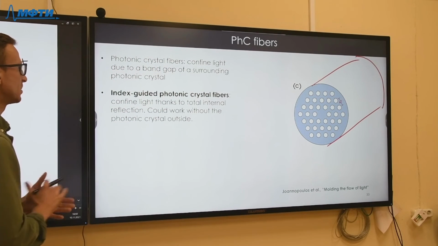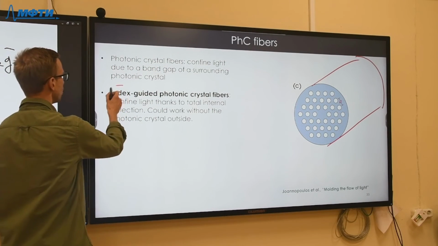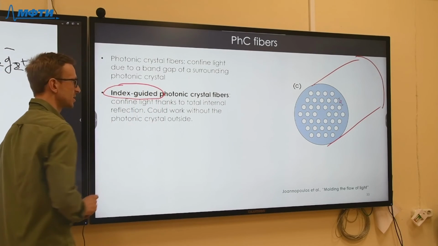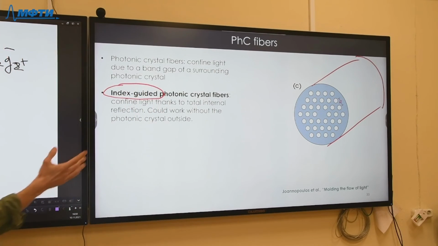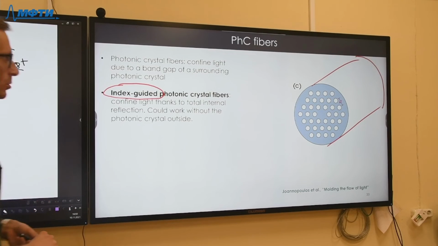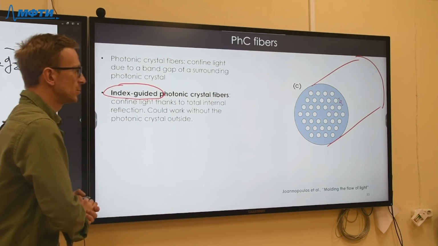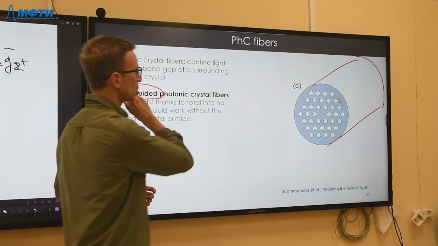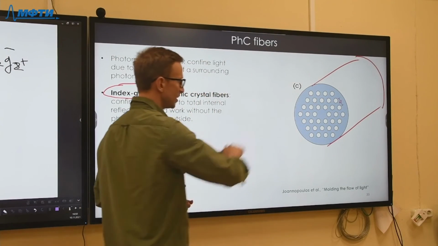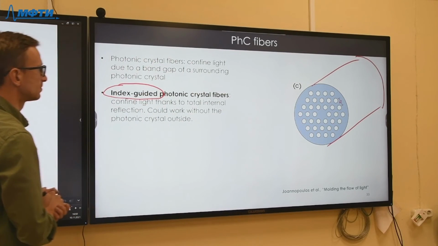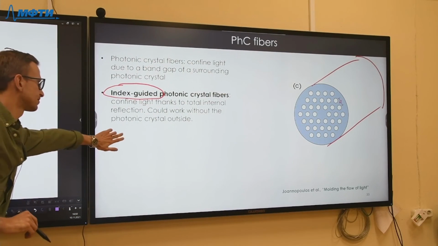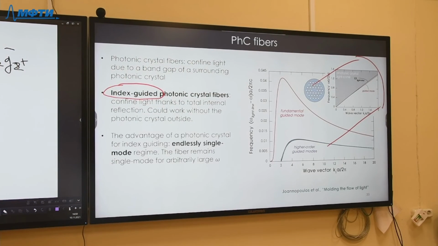So this is just the principle of index guiding, where a guided mode propagates below the light line of the environment thanks to total internal reflection. And that could work without any holes. But now what we do is that we make these holes that go along the cylindrical axis of our fiber. And what it does is that it enriches the waveguide with some very interesting properties.